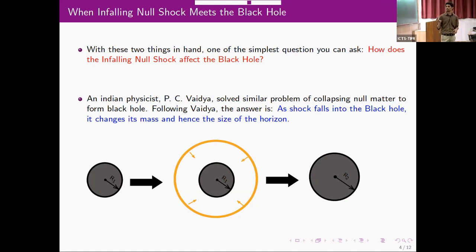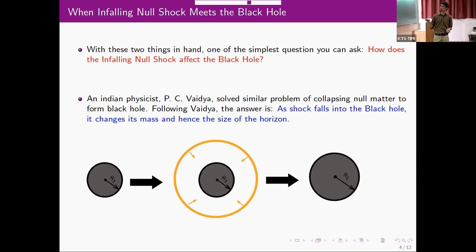It's more or less correct, but I wanted to point out that Vaidya had already solved a similar kind of problem, in which there was collapsing matter forming a black hole. Following Vaidya, the answer to our question, how does a null shock affect the black hole, is that when a shock falls into the black hole, it changes the mass and size of the horizon, as shown in this figure. Initially, you have a black hole with a horizon size R1, and when you put in a null shock falling towards the black hole, diagrammatically it looks like this. The end result is a black hole again, but with a different mass and a different horizon, a bigger mass and a bigger horizon.